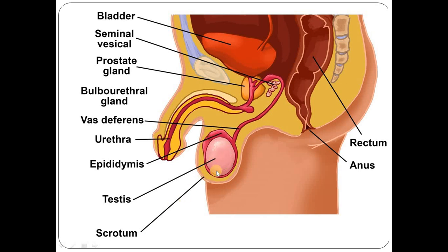Then it is inside a thin-walled sac-like structure. Out here is the thin-walled sac-like structure which is outside the body, hanging in between the thighs, and that is the scrotum.